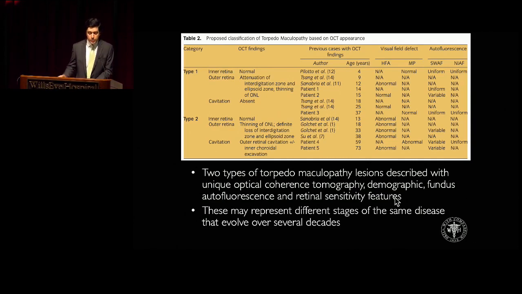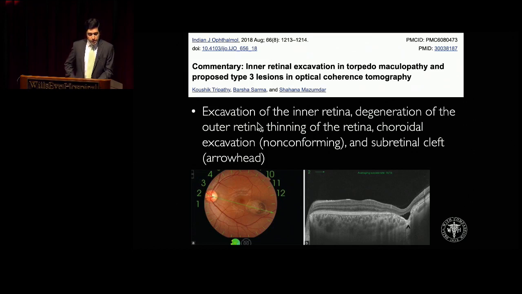Given that the age range was higher in patients with type 2 lesions, they suggested that these may represent different stages of the same disease and an evolution across the decades, though there are younger patients that have type 2 lesions as well. There was also a mention of a potential type 3 lesion where there was excavation of the inner retina, degeneration of the outer retina, and choroidal excavation with a subretinal cleft, suggesting a different type or phenotype for this disease.